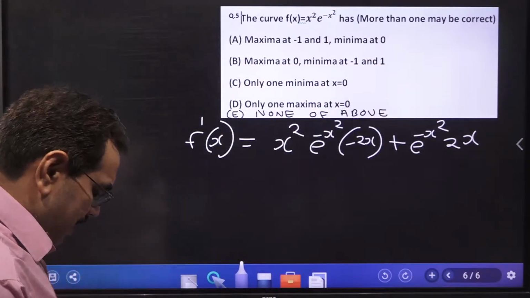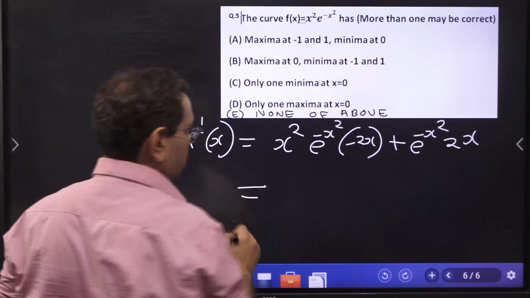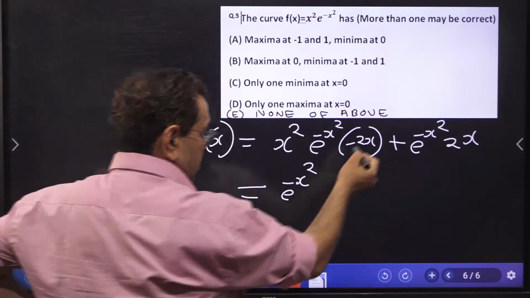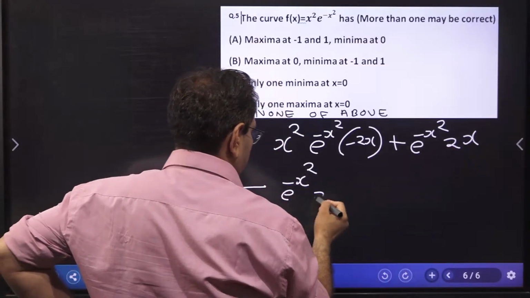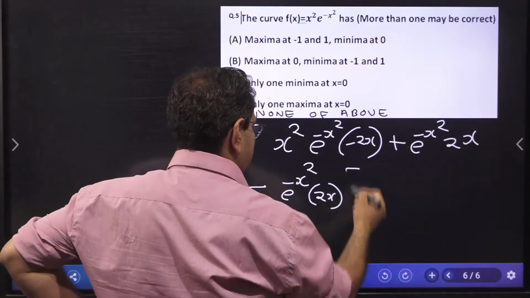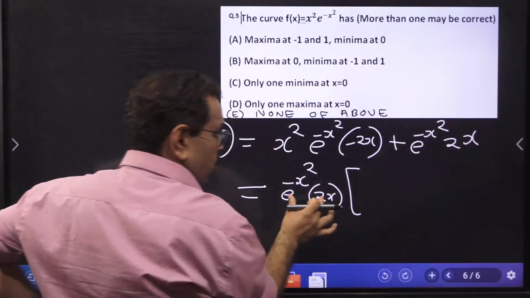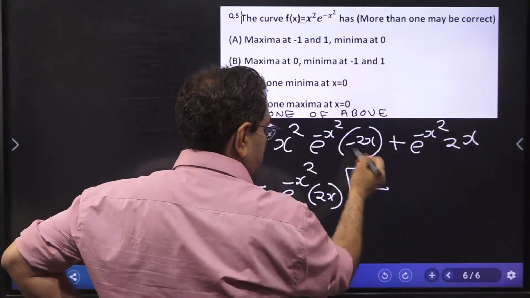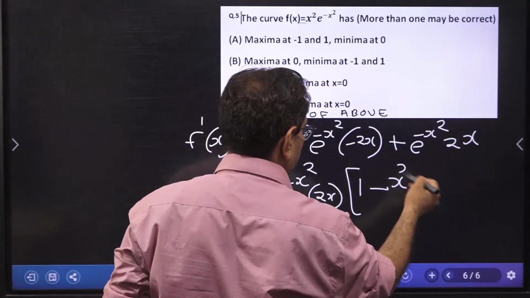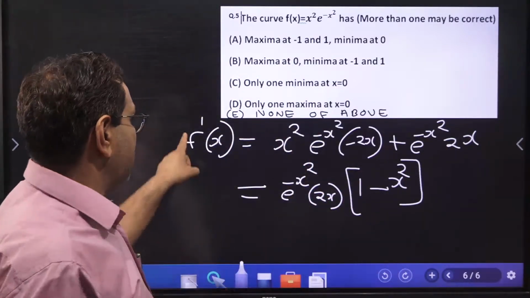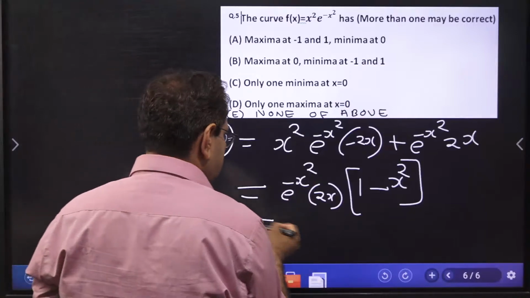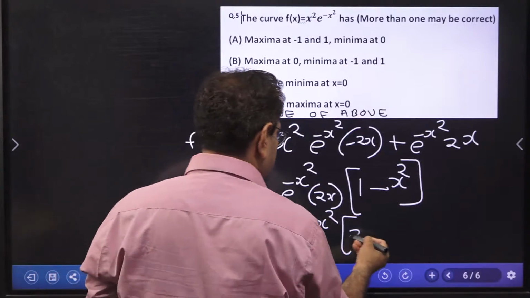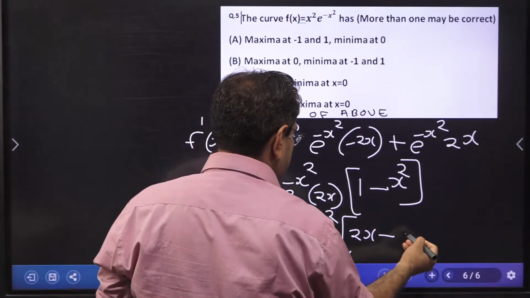Okay. Now try to take the common. e to the power minus x square can be taken as common. This 2x can also be taken as common. So what is left? Whole quantity has been taken common. So 1, this 1, I am taking first 1, and minus, this is x square. Okay. So this is the f dash x, which can also be written as e to the power minus x square into 2x minus 2x cube.